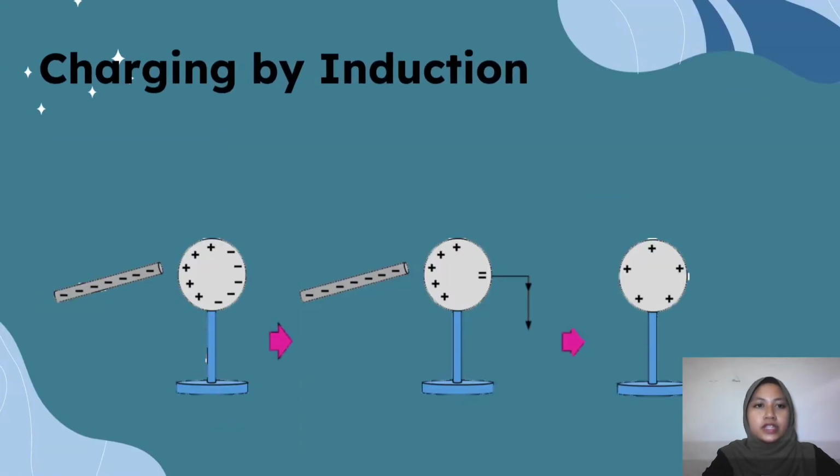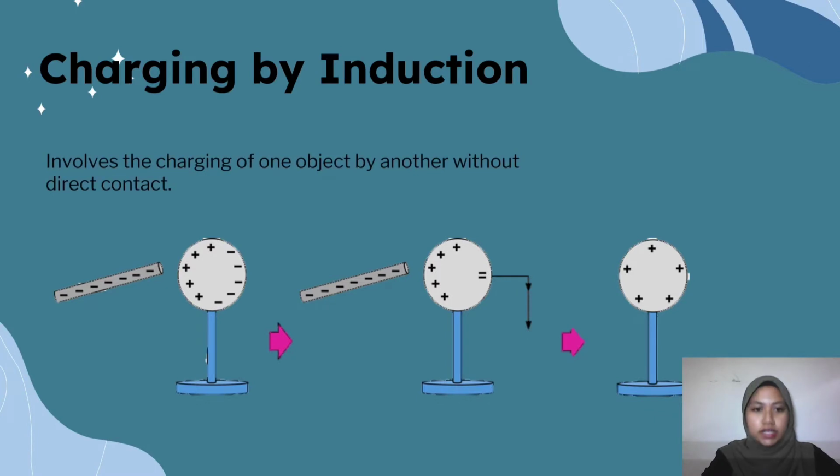Next is charging by induction. So induction involves charging of one object by another without direct contact. The example is when we put the negative rod close to the neutral magnetosphere, the charge in the magnetosphere will align by itself to the opposite charge of the rod, and then the negative charge of the magnetosphere will flow out through the grounded wire, and it leaves the magnetosphere positively charged.